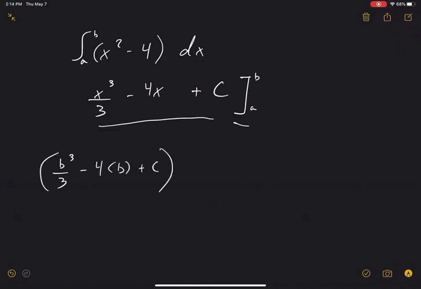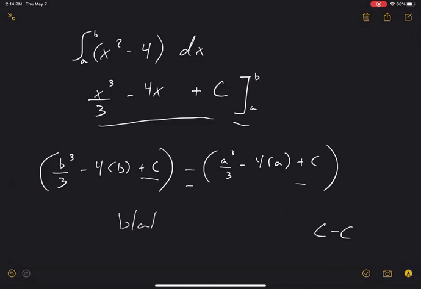Okay, if I plug b in, I'm going to get this thing, b cubed over 3 minus 4b plus c. And then I'm going to subtract what I get when I plug in a. So I get minus a cubed over 3 minus 4 times a plus c. Now, forget about everything else. Look at the c's, right? I got a plus c here, and then I got a minus plus c. So if I distribute everything, I'm going to end up with c minus c. And then I got blah, blah, blah over here.